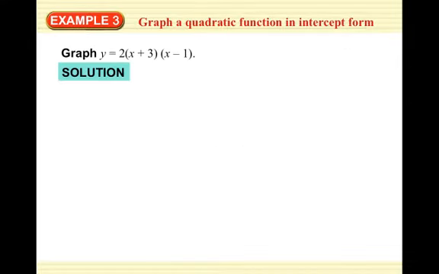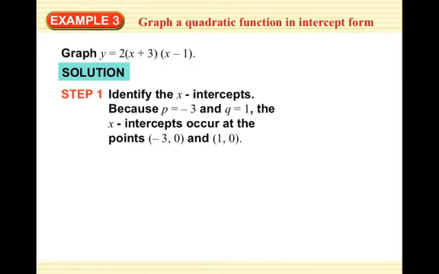All right, so let's graph a quadratic function in intercept form. We've got y equals 2 times (x plus 3) times (x minus 1). Now remember, it's x minus p and x minus q. So that x plus 3 we're going to have to think of as x minus negative 3. All right, so we want to identify the x-intercepts in step 1. Okay, p is negative 3 and q is 1, because remember it's x minus negative 3. The x-intercepts occur at the points (negative 3, 0) and (1, 0).